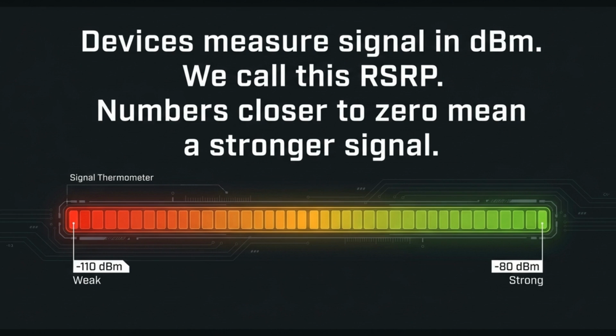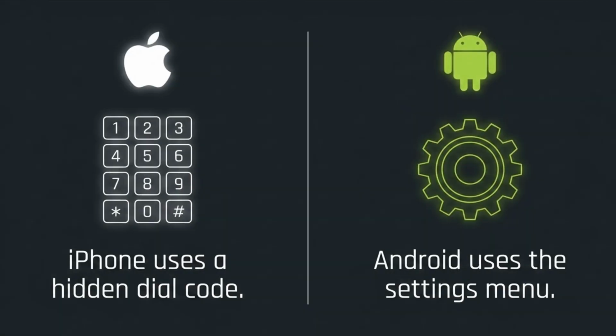Cellular devices measure signal strength in decibel-milliwatts, or dBm, also called RSRP. Numbers closer to 0 indicate a stronger signal. Accessing field test mode varies by device. iPhones use a hidden dial code, while Android devices typically use the settings menu.